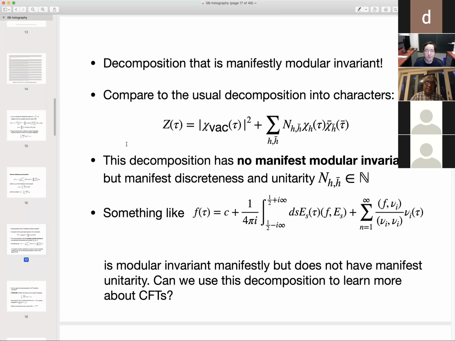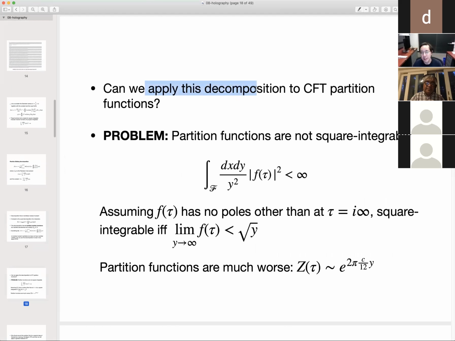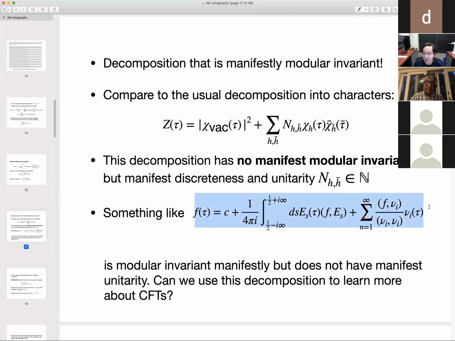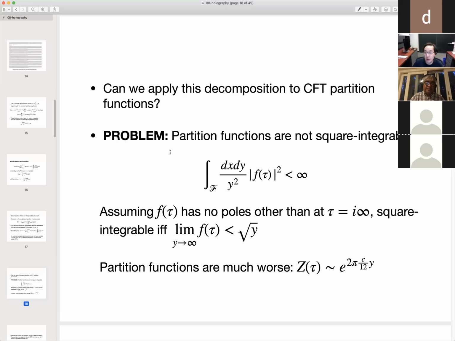Okay, so this is sort of the big picture motivation. The question is, can we apply this decomposition to CFT partition functions? There's actually an immediate problem that we're going to run into, which is part of something that I was sweeping a little bit under the rug. When I said that all of these functions have this unique decomposition in this form, I said that the function had to be square integrable, like here. The problem is partition functions are not square integrable. They don't obey this equation.